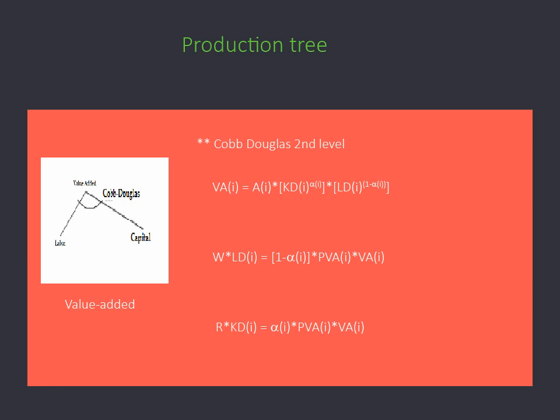We do not have to write an equation in order to find out what PVA is. It could be PVA multiplied by VA is equal to WLD plus RKD, but in fact it is implicit here, because the coefficients of the last two equations are 1 minus alpha and alpha, and so if we add up these two equations, we get PVA VA equal to WLD plus RKD.